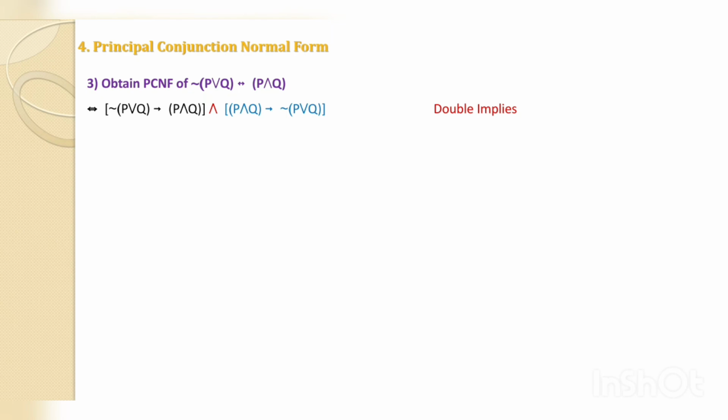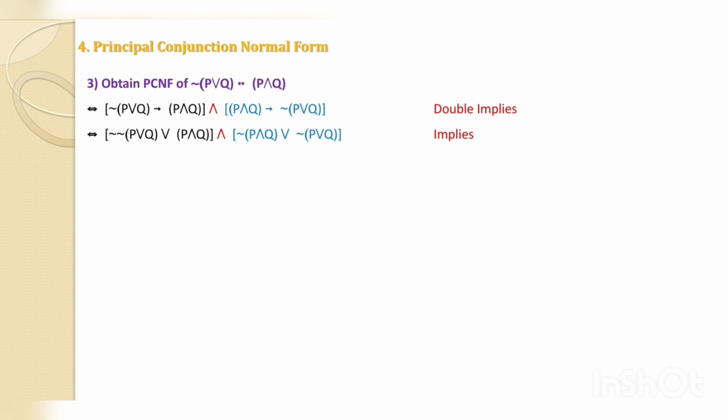If we consider not (P or Q) as P and (P and Q) as Q, therefore it is logically equivalent to the first term implies second term and the second term implies first term. That is, not (P or Q) implies (P and Q), and (P and Q) implies not (P or Q). If we solve this implies, then it is (not not (P or Q)) or (P and Q), and (not (P and Q)) or not (P or Q).